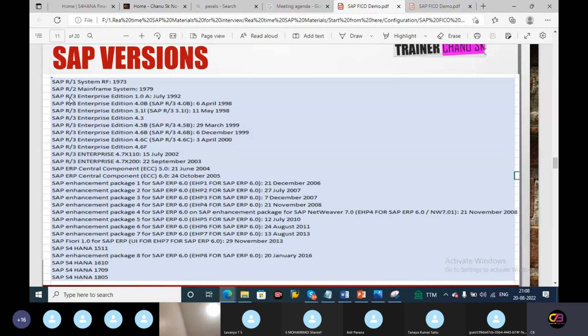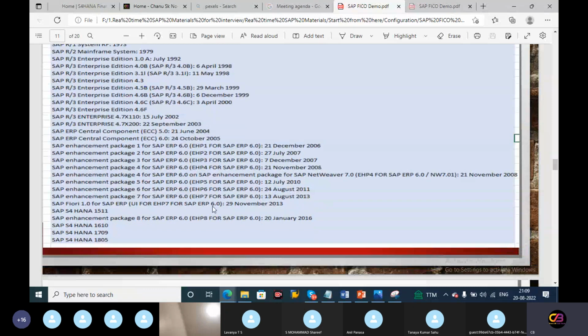And the final version, recently SAP has launched the SAP S4 HANA 2021 version. Not 1809, that is the old version. Right now this document is a little bit old, so that is the reason you can't find these details over here. The latest version of SAP HANA is the 2021 version. This is the latest one.